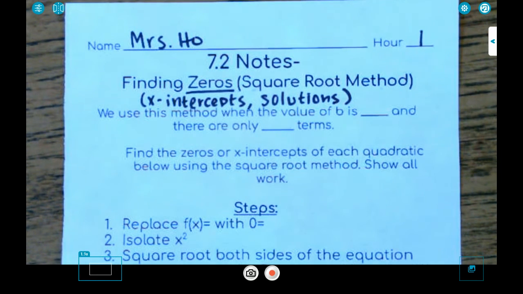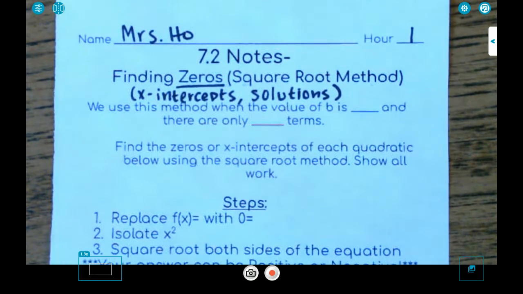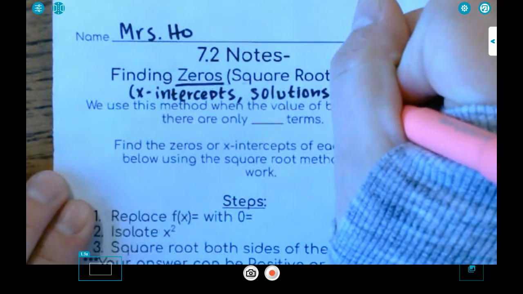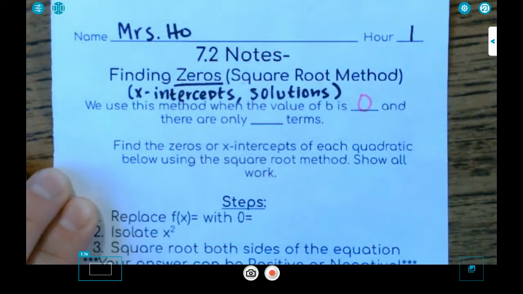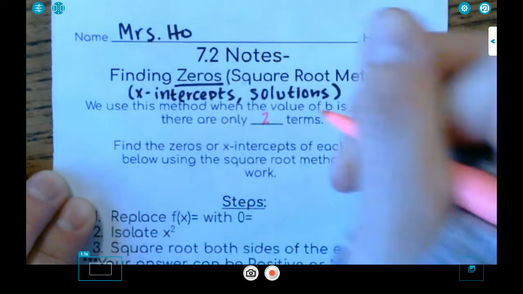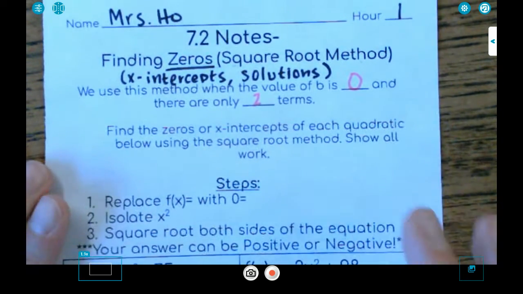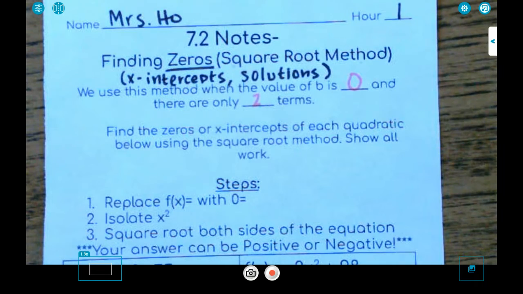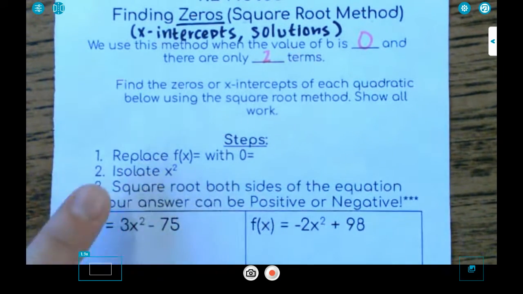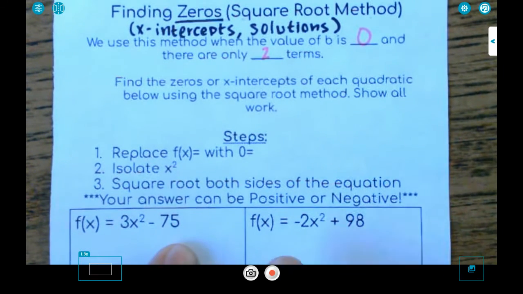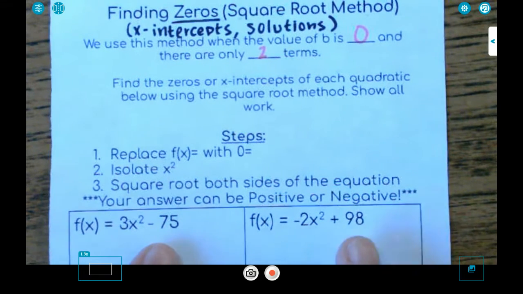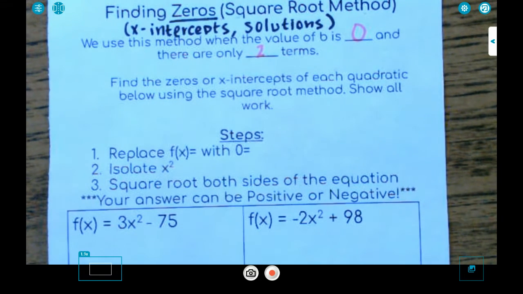We use the method that we are learning today when the value of b is 0, and therefore there's only two terms. So, yesterday we had ax squared plus bx plus c. Today, we're just going to have the ax squared and the c. So the method we're using for today only works when we just have two terms.